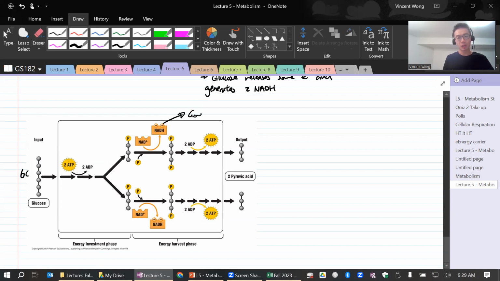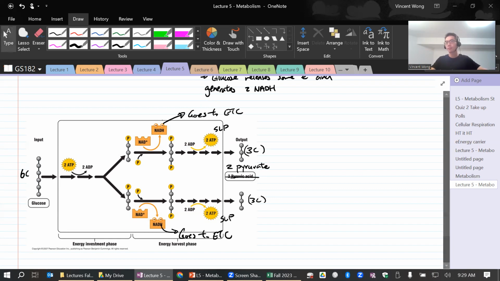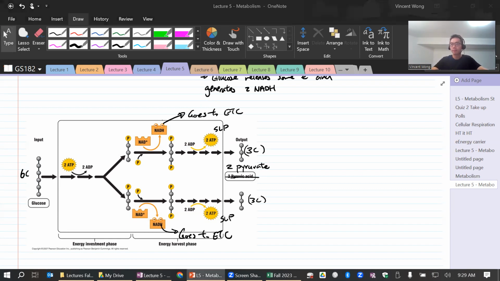This goes to the ETC. This one goes to the ETC, right? And then we produce 2 ATP here by substrate level phosphorylation. And in the end, we get to pyruvic acid, or as I said, pyruvate. For us, it's the same thing. 3 carbons. That's all in glycolysis.